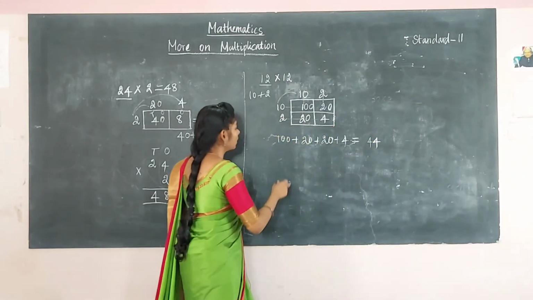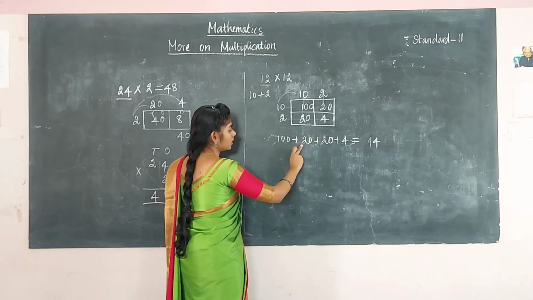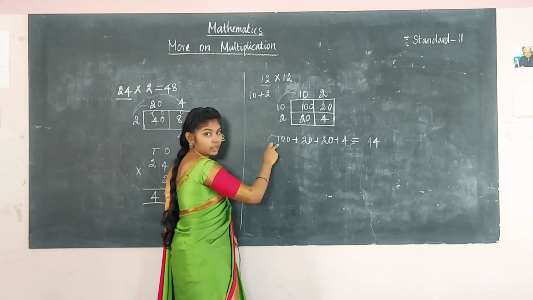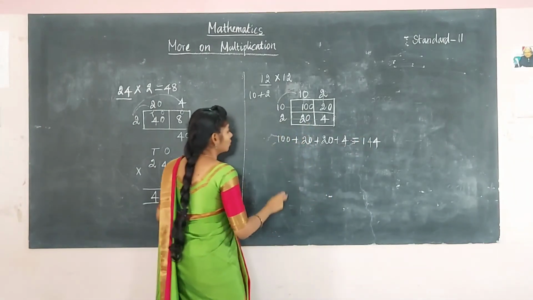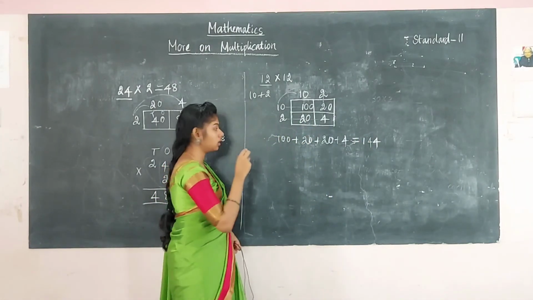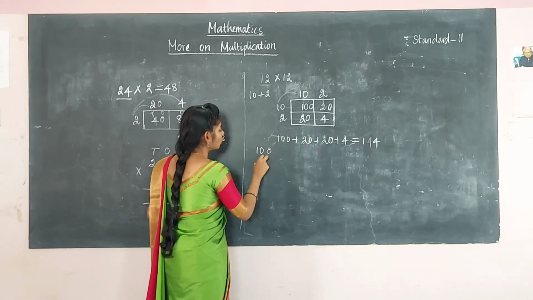And now here in the hundreds place, there is no hundreds place. Here there is no hundreds place. Here also no hundreds place, and here 1 is there in the hundreds place. So write the number as 1 here. So, as we have already learned how to add the numbers, in the same way, in the straight way, I have taught you.